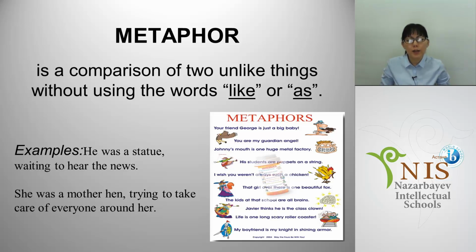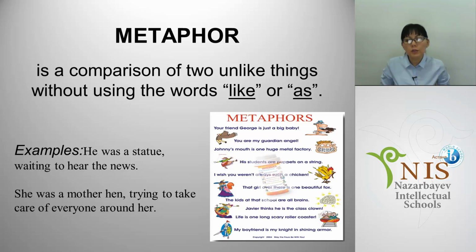She was a mother hen trying to take care of everyone around her. Here the author identifies the person, in this case she, with a mother hen. As you know from observing nature, a mother hen tries to protect her chickens from everything, and the same happened with this character. There are no words like or as, but still we can find the comparison, and the author wants to show how close these features were to some people.